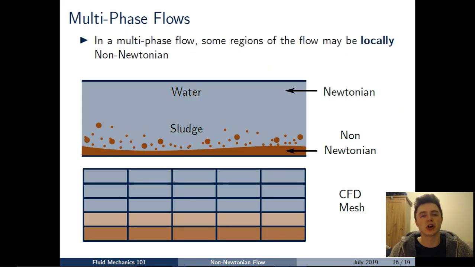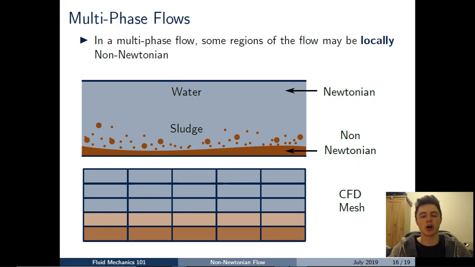Now, just to finish off, I'm going to talk a little bit about multi-phase flows, which is one example of a type of flow where we may have some regions of locally non-Newtonian flow and otherwise globally Newtonian flow. So just a very simple example for you to think about is if we have water and some sludge or mud in a pipe, for example, that you can see there in the picture.